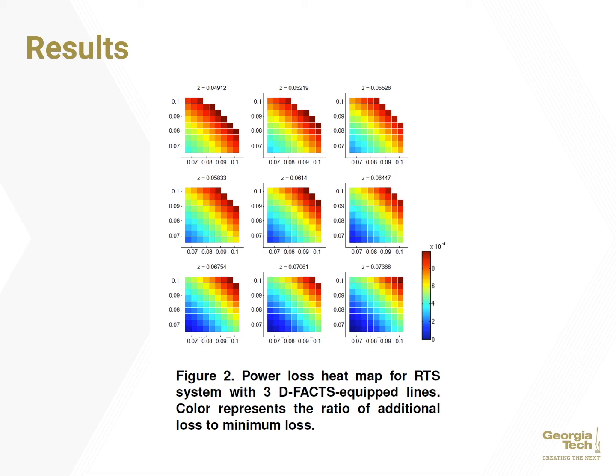This result here shows the power loss heat map for an RTS system with 3 DFACT equipped lines. The researchers further analyzed the effect of this key space and the power loss on an RTS system. As shown in figure 2, only 3 lines with DFACTs equipped lines is enough to obtain a large key space within 1% of the minimum power loss.